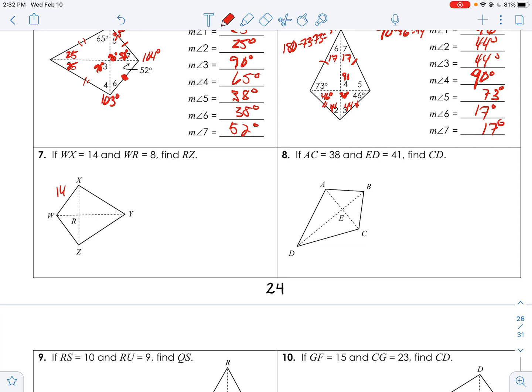All right, let's see what we got. The sides. WX is 14. That means this one's 14. WR is 8. Awesome. And we got to find RZ. Well, that's 90 degrees. So that's A, B, and C. So a squared plus 8 squared equals 14 squared.